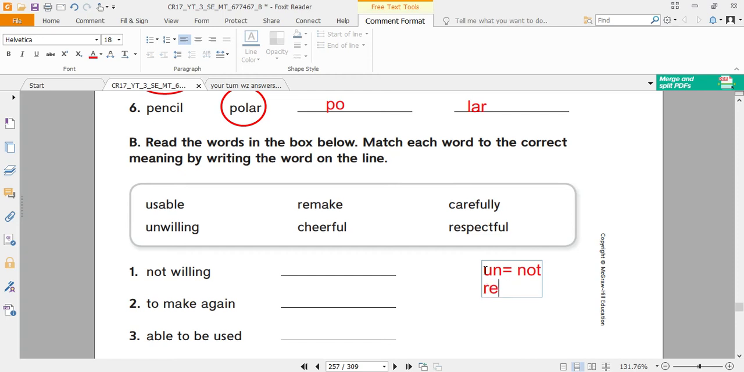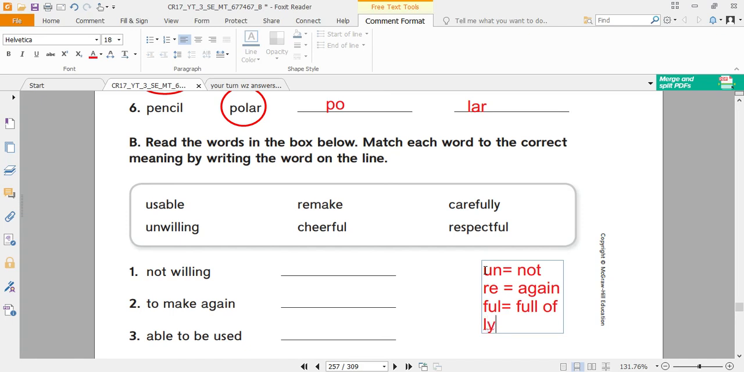Re is a prefix, means again or to do something again. Like redo, this means do again. Reread, this means read again. Full is a suffix. We put it at the end of the word. This means full of, like helpful, full of help. Careful, full of care. And the last one is ly.